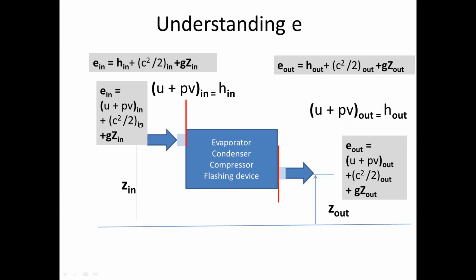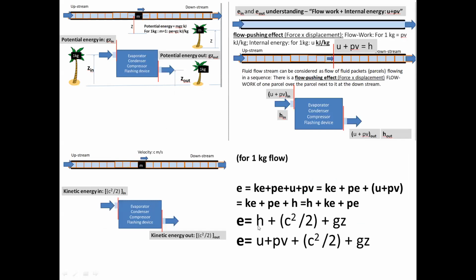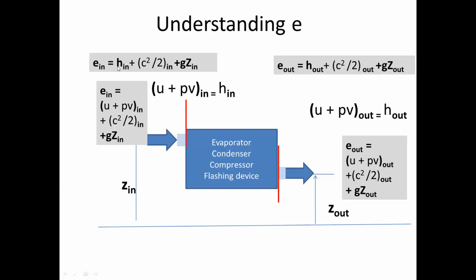If E is H plus C squared by 2 plus G Z, in, you have the in values. Out, you have the out values. So H as U plus PV, again in, again out. Okay.